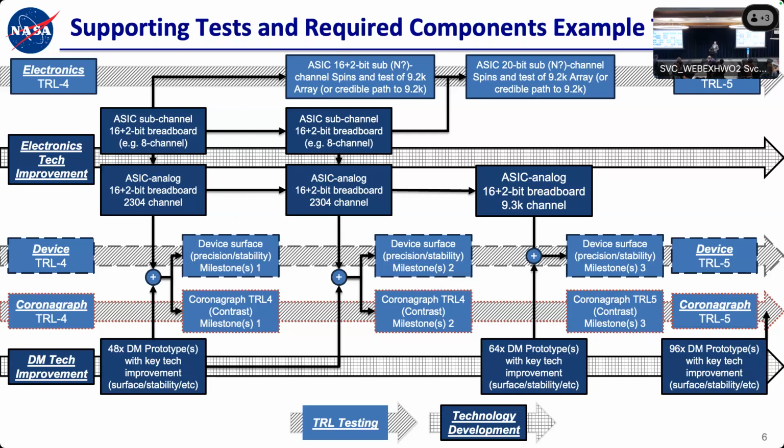So that's how you get this into reasonable scope, because spoiler, when we asked them how long it's going to take to get to 96 by 96 TRL5 DMs, pretty much all vendors said beyond 2029 or 2030, which is not really what we want. So this is going to be a very important way of doing this, so that we can meet a reasonable schedule and buy down risk on the DMs and the coronagraph.